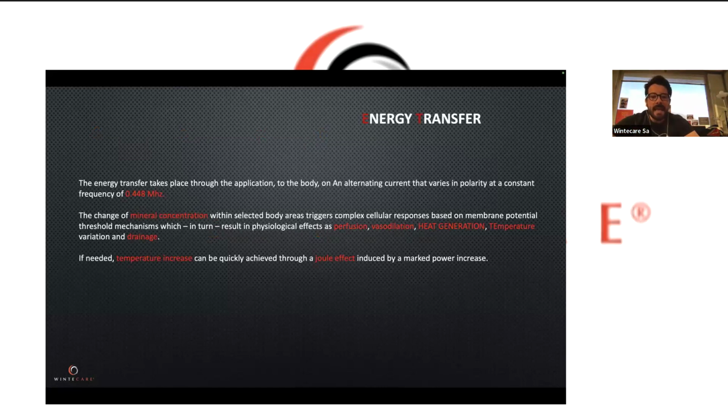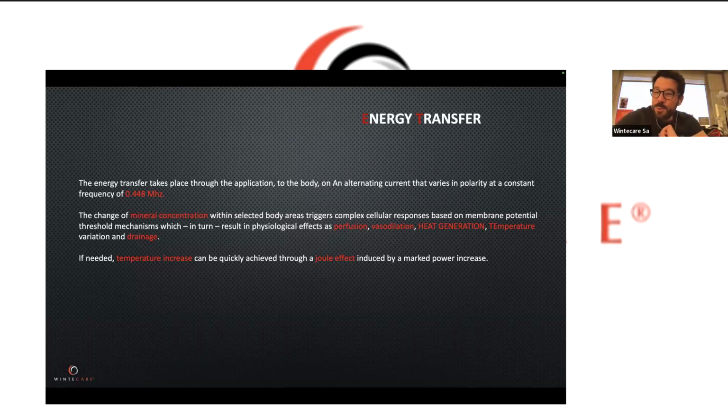The energy transfer takes place through the application to the body of an alternating current that varies in polarity at a constant frequency of 448 kilohertz. The change of mineral concentration within selected body areas triggers complex cellular responses based on membrane potential. In turn, it results in physical effects such as perfusion, vasodilation, heat generation, temperature variation, and drainage. If needed, temperature increase can be quickly achieved through a Joule effect induced by a marked power increase.